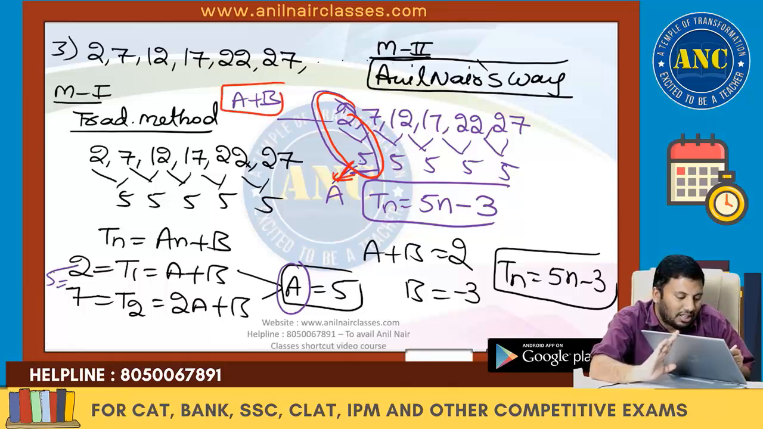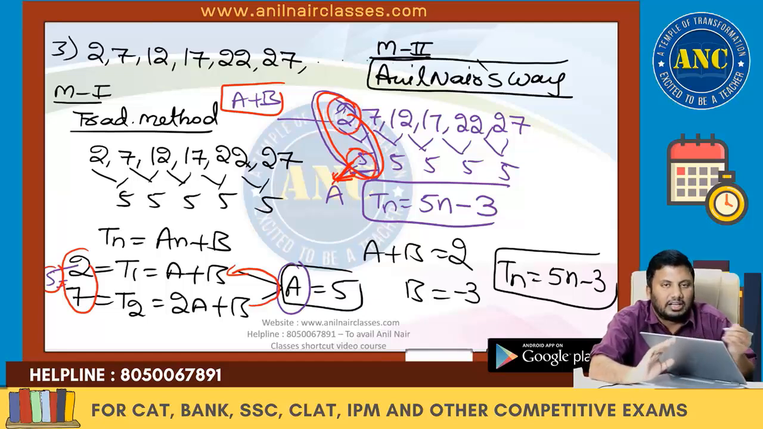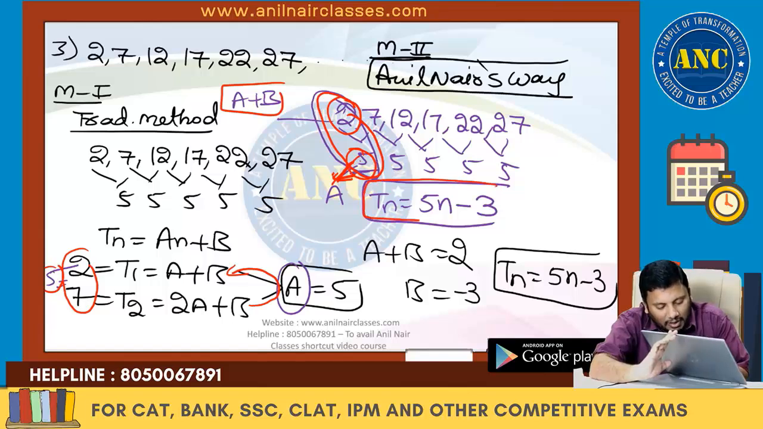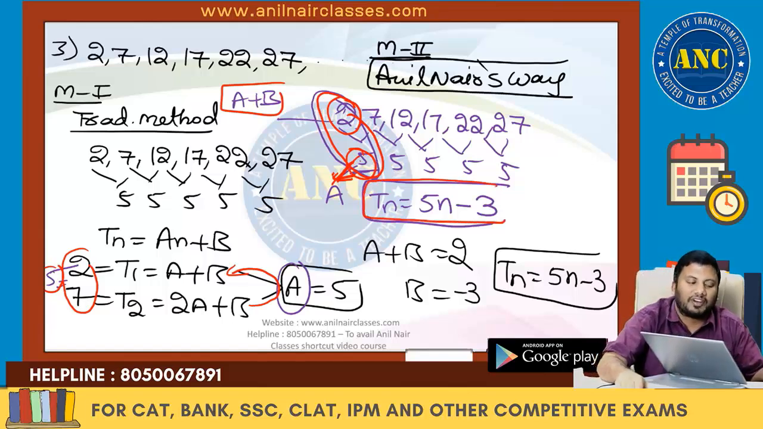From where did you get this A? 2A plus B minus A plus B. 7 minus 2 is 5. So this is A and this is A plus B. A is 5, A plus B is 2. So Tn will become 5n minus 3. I hope the idea is clear.